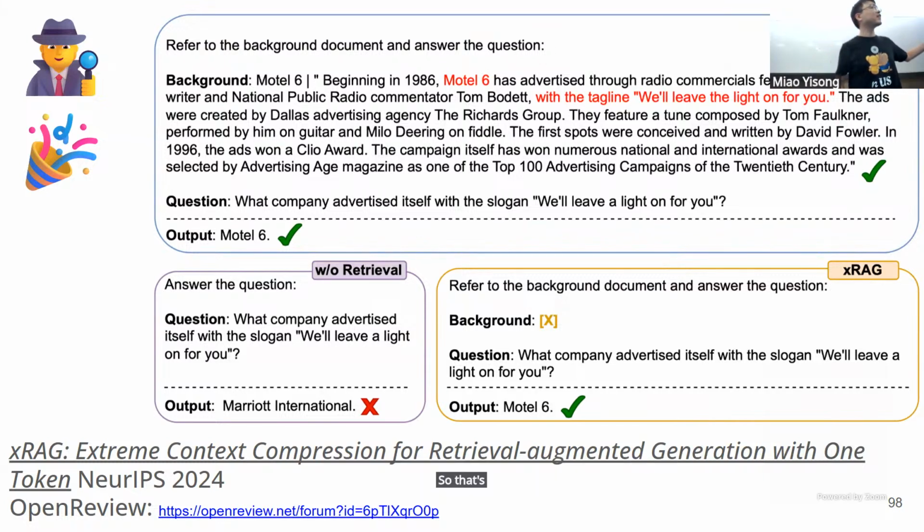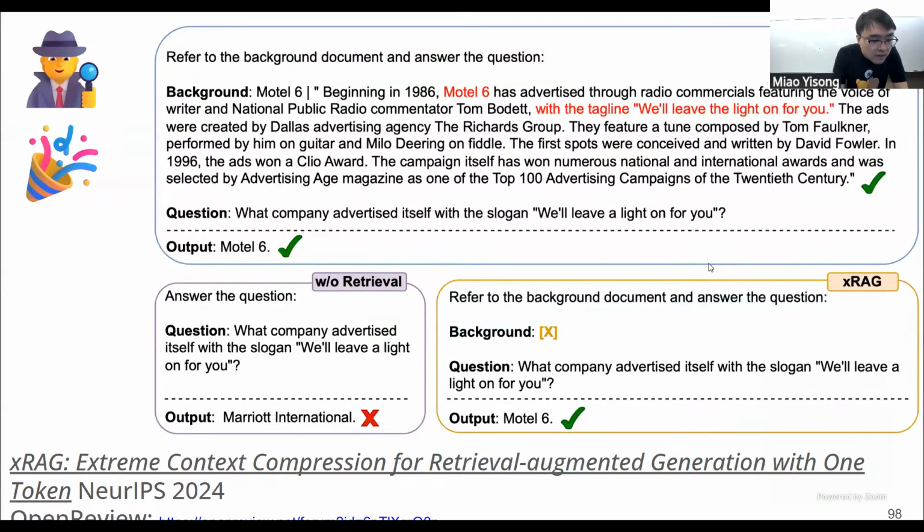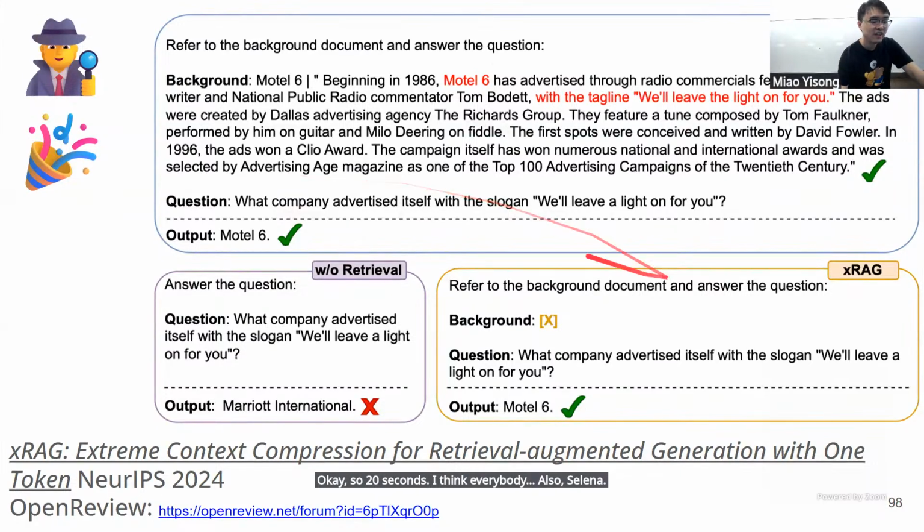So let's read the figure for 20 seconds. Everybody can get it. Any comment on the graph? Okay, and so 20 seconds passed. I think everybody knows what's going on, but still, let me paraphrase.